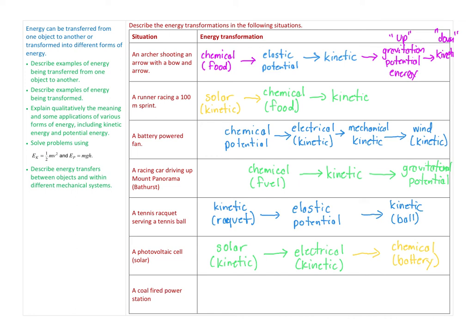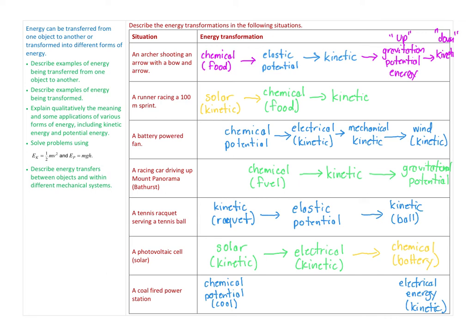And a coal-fired power station. So we've gone from the green energy to the not-so-green energy. We start off with chemical potential energy stored in the coal. Chemical potential in the coal. That's basically our fuel. And at the end of that we get our electrical energy, which goes out to the grid. And electrical energy, again, is a form of kinetic energy.